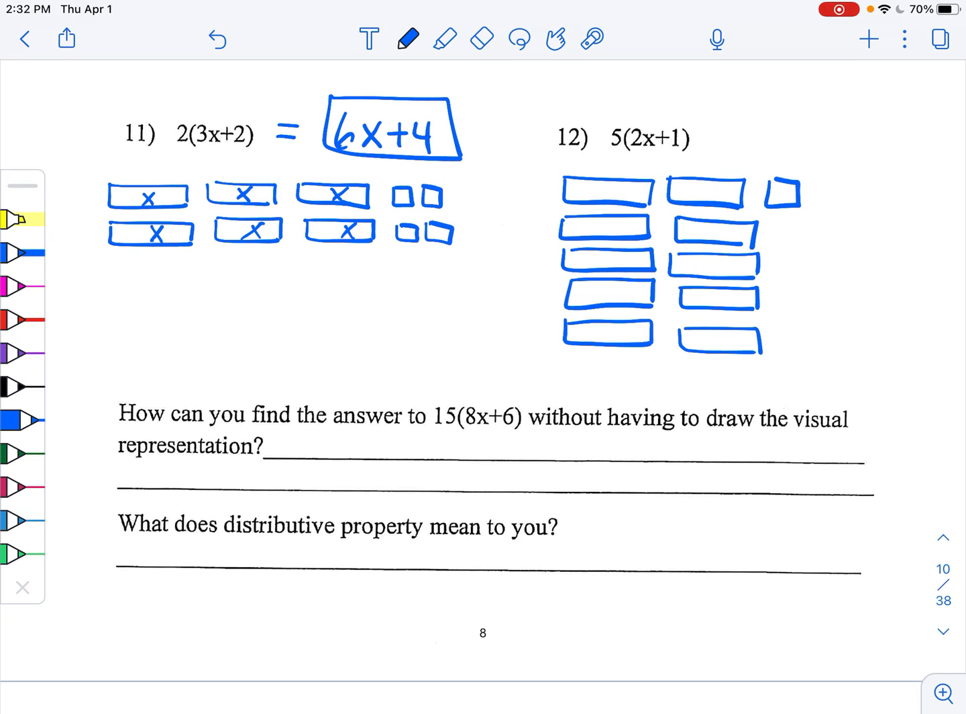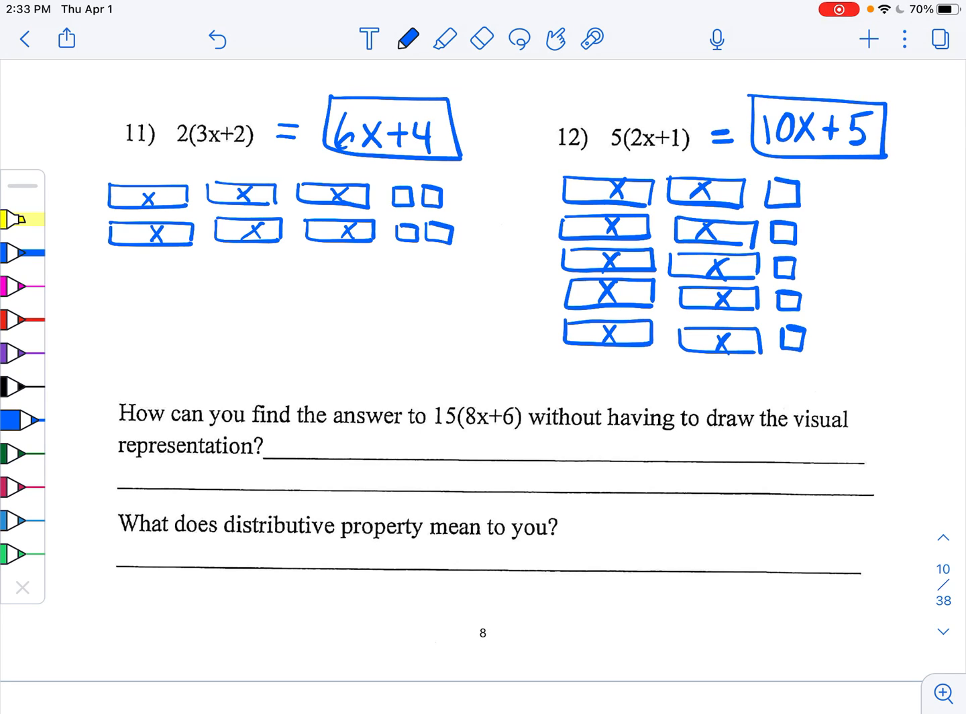It's kind of nice to draw and model because with the modeling, for me, it just makes sense and sinks into my brain easier. Instead of me just telling you what to do, you can be like, okay, Mrs. Groves, I get it. I know what to do now. So what do you see on the board? 10x plus 5.